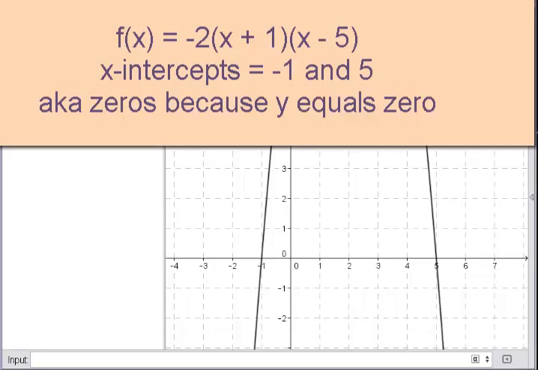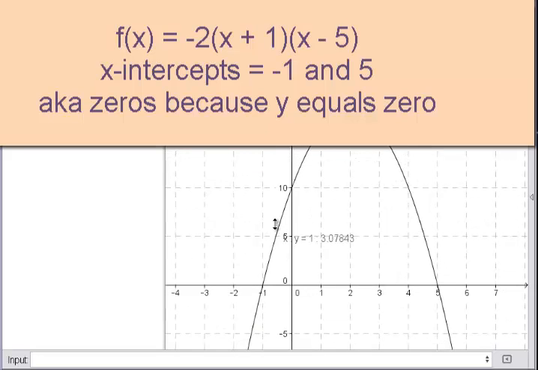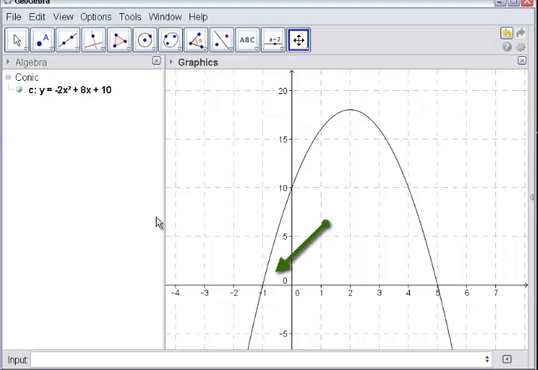Here's the equation again in factored form, and you can see that by inspection the x-intercepts are x equals negative 1 and x equals positive 5. They're called zeros because the y value is equal to 0 when x is equal to these two values. Mark the key features of the parabola on your sketch. You should have marked the x-intercepts at negative 1 and positive 5.